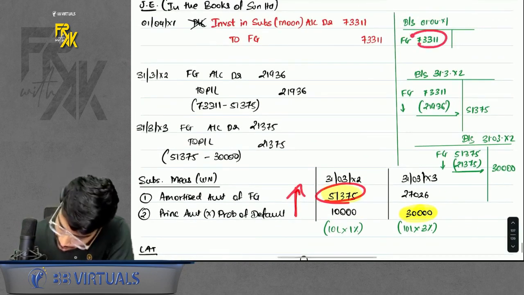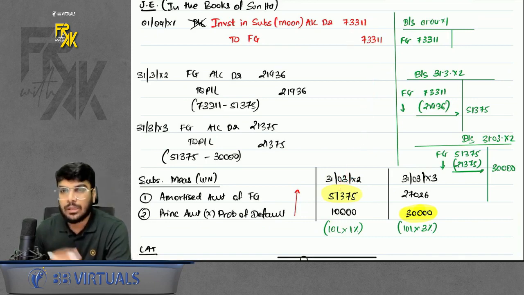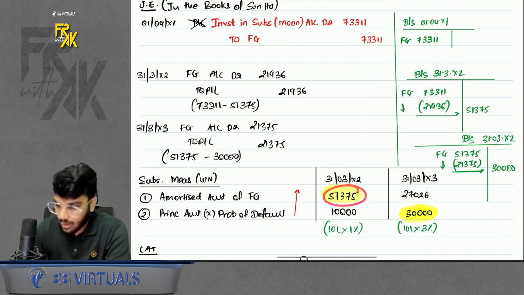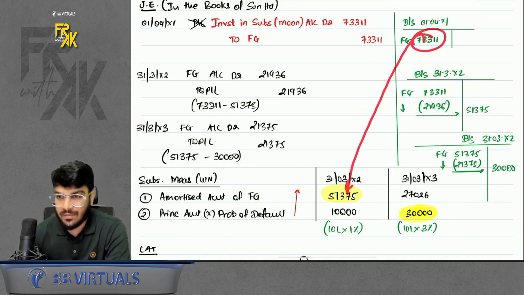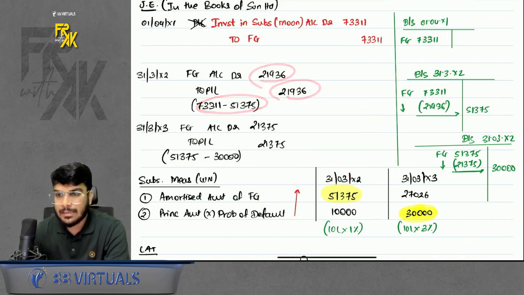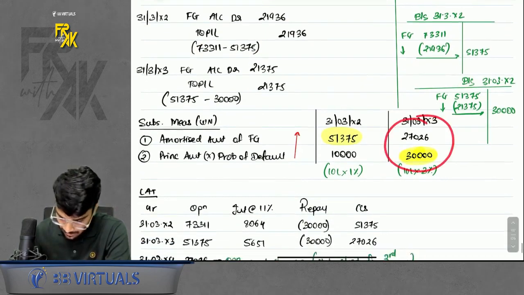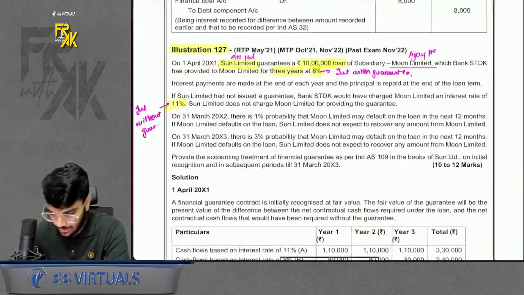Now from 7,311, we want to go up to 51,375. So don't book the full value. From this value, you have to come down to this value. So reduce it. Reduce it by how much? You get 21,936. Similarly, you will do for the second year as well. This was the case of your financial guarantee. Your financial guarantee is over.